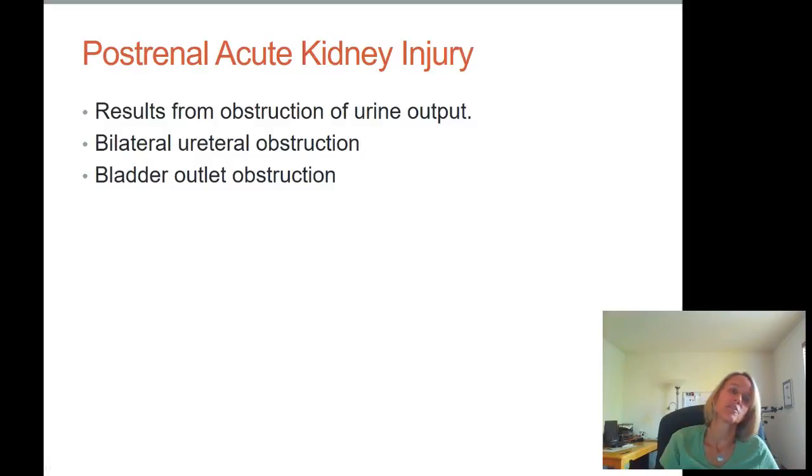Post-renal acute injury results from obstruction of urine output. And this can be due to either bilateral ureter obstruction, so in order to have this failure, we need to obstruct both ureters at the same time, or we could obstruct the outlet, the urethra, the bladder outlet obstruction.